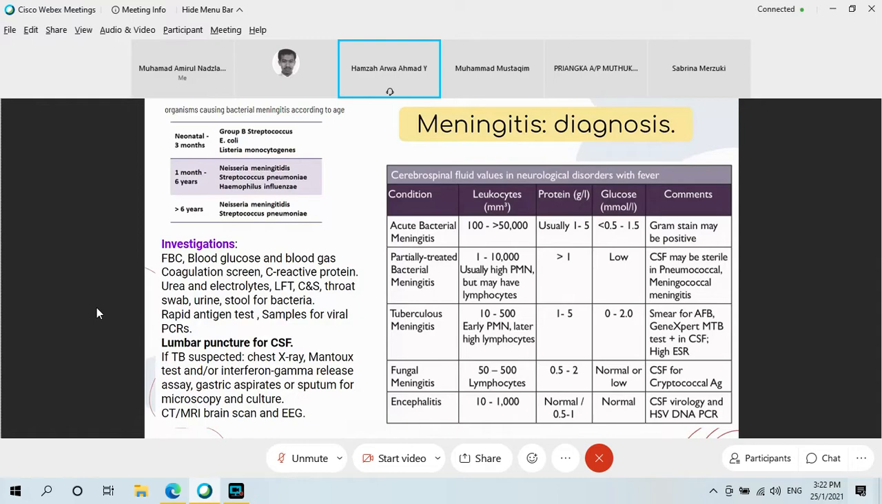For partially treated bacterial meningitis, the leukocyte count is going to be less than the acute one. It's from 1 to 10,000 per cubic millimeter. It is usually high in polymorphonuclear cells, but it may have lymphocytes. The protein is going to be high, more than 1. Glucose is going to be low. The comment is that the cerebrospinal fluid might be sterile in pneumococcal and meningococcal meningitis. So these are the two most important things in this table. The next slide.